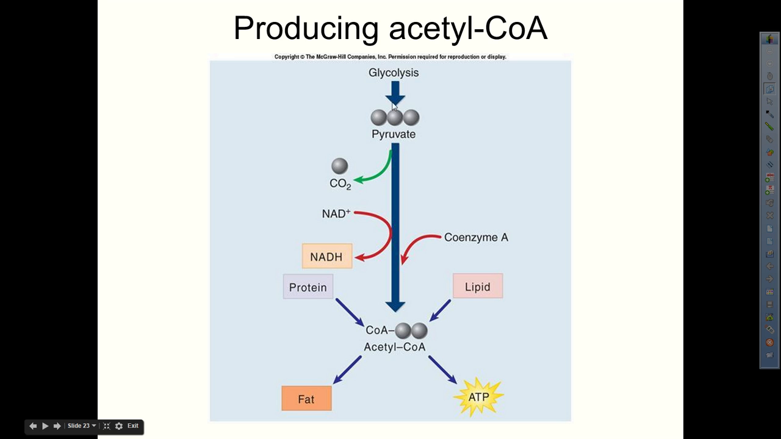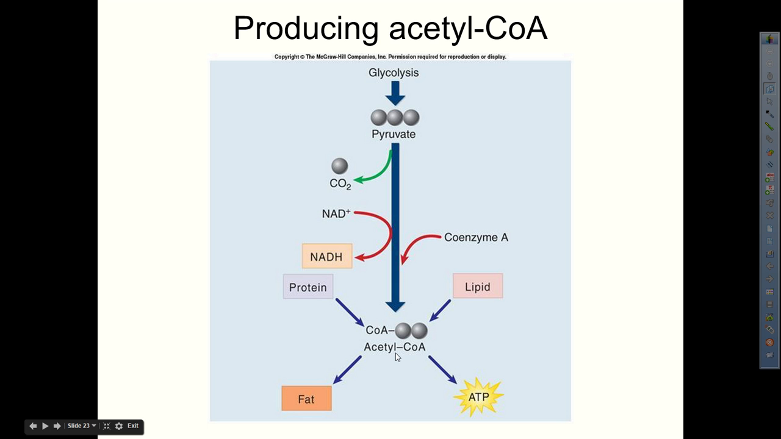So glycolysis happens, we make pyruvate. Pyruvate gets broken, it loses carbon dioxide. We have some of these high energy electron carriers come in and strip away some hydrogens. This coenzyme A comes in, and we have this funky little reaction happen, and so we finally make acetyl-CoA. You'll notice down here at the bottom, acetyl-CoA can have 2 destinations, either ATP or fat.